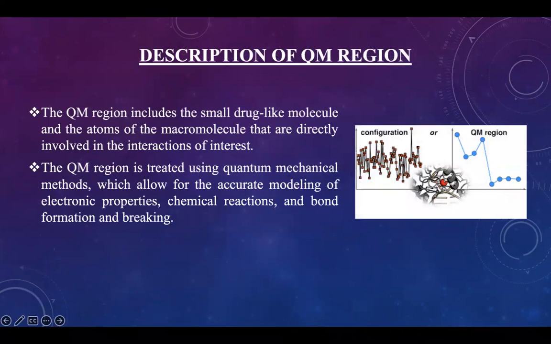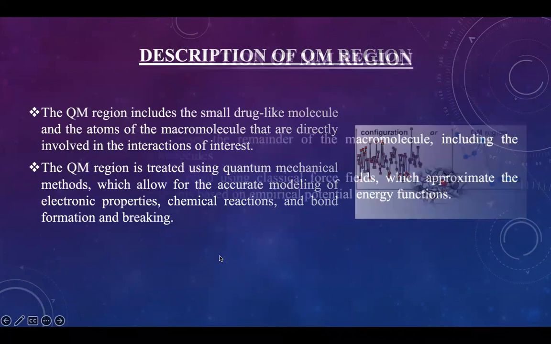Description of the QM region. The QM region includes the small drug-like molecules and the atoms of the macromolecule that are directly involved in the interactions of interest. The QM region is treated using quantum mechanical methods, which allow for the accurate modeling of electronic properties, chemical reactions, and bond formation and breaking. Here the QM region is shown in the figure.